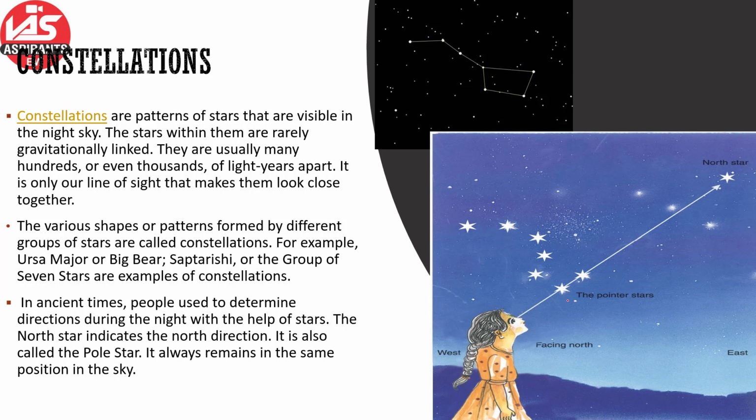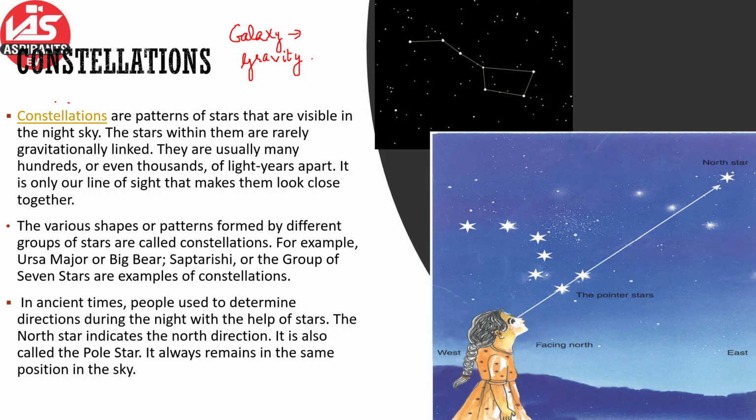Now I told you we will learn about the difference between a galaxy and a constellation. If you remember the definition of a galaxy, we talked about how a galaxy is a collection of those objects which are gravitationally bound. Okay, gravity is one thing which is acting in a galaxy.